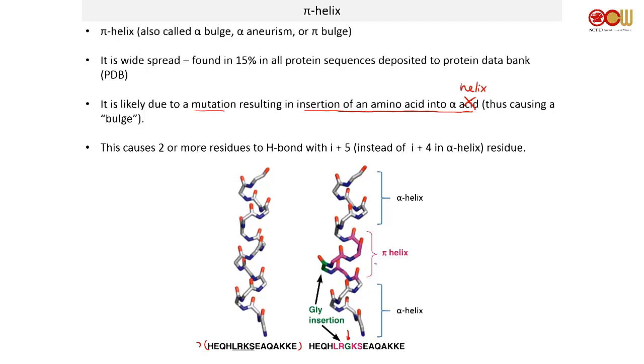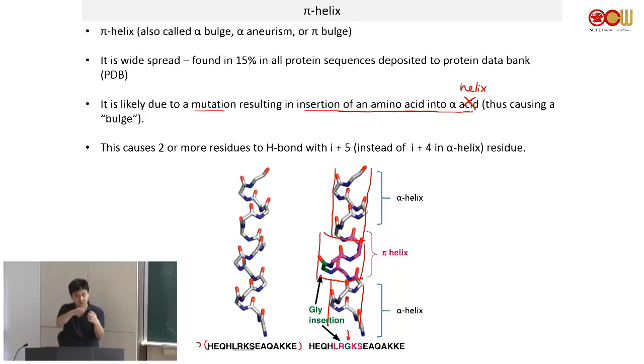Now, pi helix, essentially, what it does is instead of doing I to I plus 4 hydrogen bonding, with pi helix, you do I and I plus 5 hydrogen bonding. So essentially, you see how this is the width of your alpha helix. And with pi helix, you see how it becomes wider. Okay? So it sort of causes your helix to bend because it's wider, and then your helix is going to be twisted towards the sides. Okay? So that is pi helix.